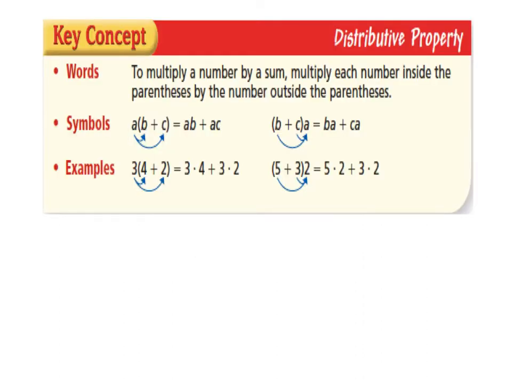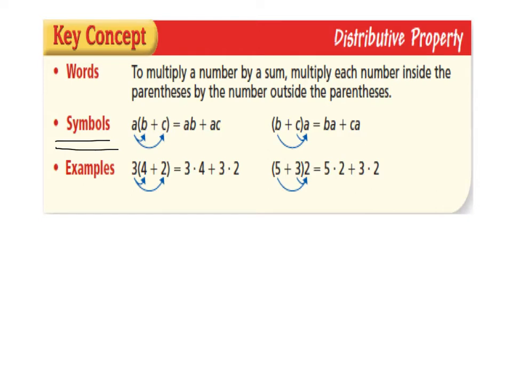Alright, the key concept is the distributive property. In words, it is to multiply a number by a sum. Multiply each number inside the parentheses by the number outside the parentheses. And we have some symbols here, which are the algebraic way of looking at it. And then we have a couple examples here.